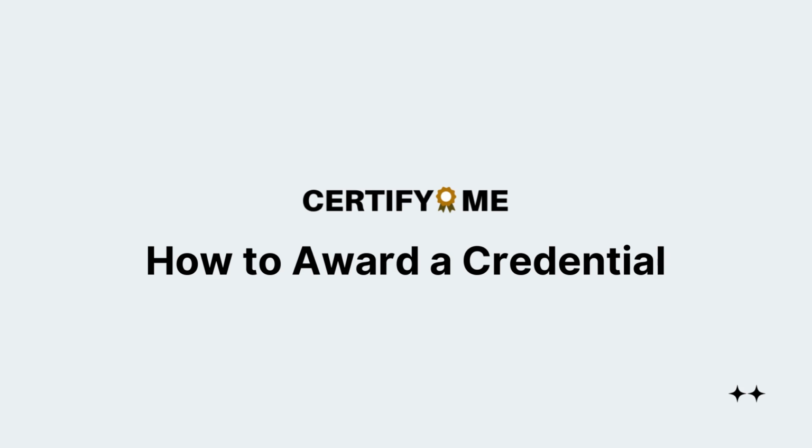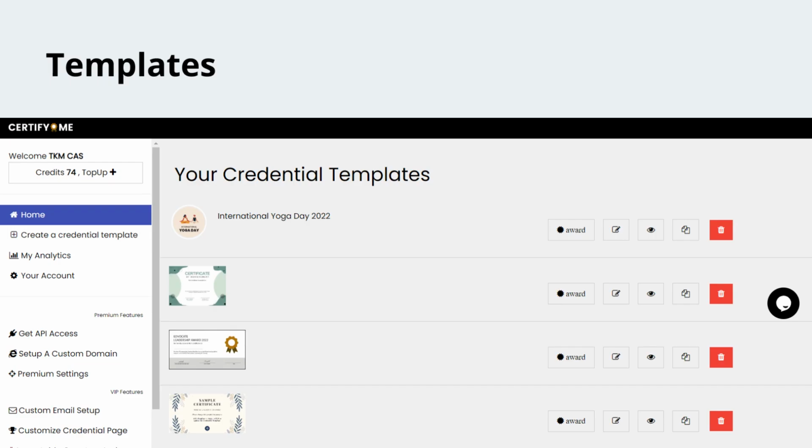Once you create a credential template, it will appear in the home section. Then we need to award the credential, so let's take a look at how we can award a credential. You can see the created credential template in the home section.